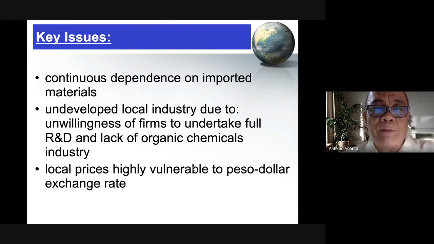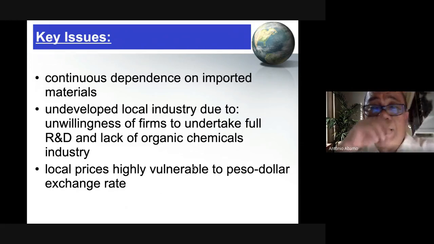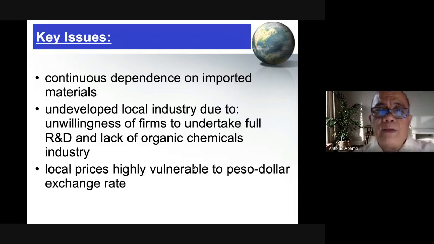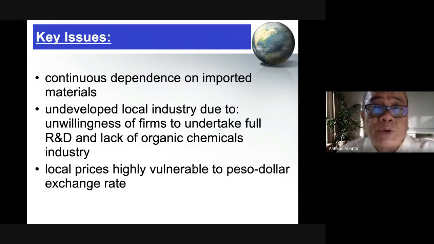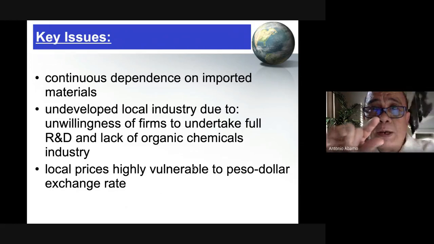Okay, so what are the key issues in the animal health products? Continuous dependence on import. Underdeveloped local industry, we have explained that, and then local prices highly vulnerable to the peso-dollar exchange rate. During the previous times, the peso was very volatile, in other words, very fluctuating in terms of exchange rate with respect to other major currencies in the whole world. But without any bias, since 2016 and even until this time, our peso remains strong.